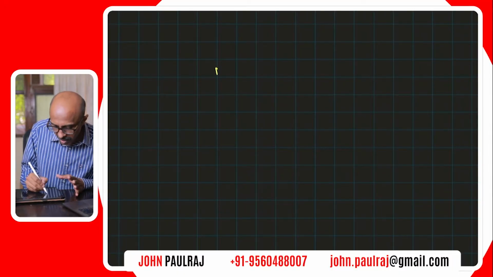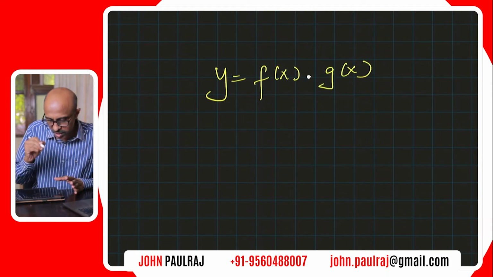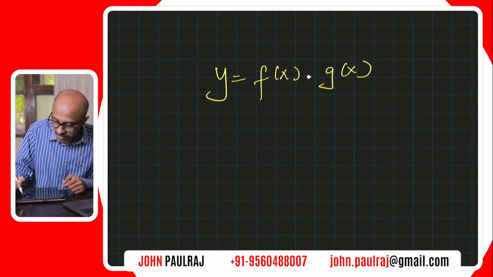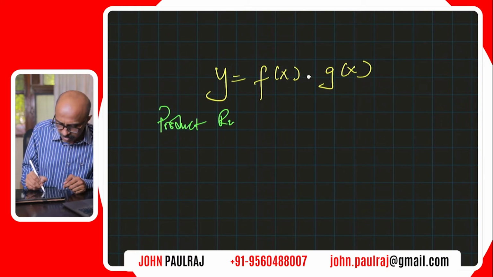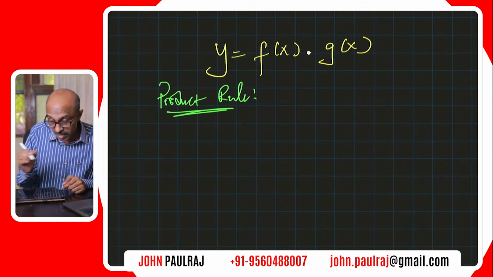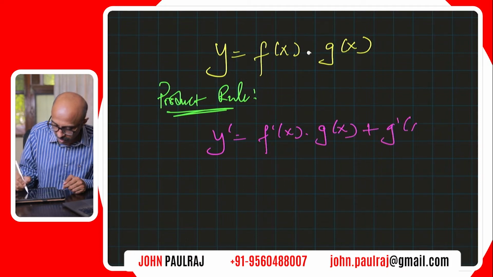If a function y is defined as f of x times g of x, that's a product. I've denoted product by that dot: f(x) times g(x). Then its derivative according to the product rule says that y prime is f prime x multiplied by g of x plus g prime of x times f of x.